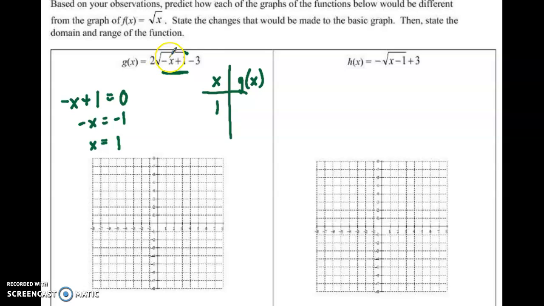So if I plug in 1, well, -1 plus 1 is 0. The square root of 0 is 0 times 2 is still 0 minus 3 is -3. So 1, -3 is my starting point on this problem. So because we have a negative right here, let me change colors to emphasize a negative right here, that's my y-axis reflection. So it wouldn't make any sense to try numbers to the right of x equals 1. So I'm going to go back and try numbers to the left, like 0. Well, -0 plus 1 is 1, the square root of 1 is 1, times 2 is 2, minus 3. 2 minus 3 is -1. So 0, -1 is a point.